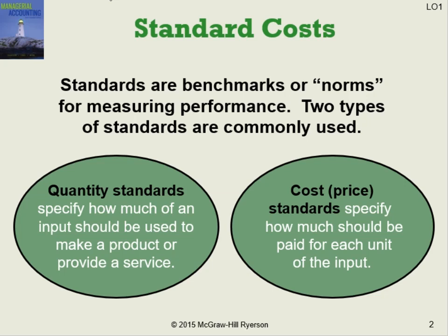So there are two parts of a standard cost. One is the quantity, so the quantity of raw materials or the quantity of labor hours that it takes to produce a standard unit. And then there's a cost or a price standard, which says how much should be paid for each unit of labor and each unit of materials.